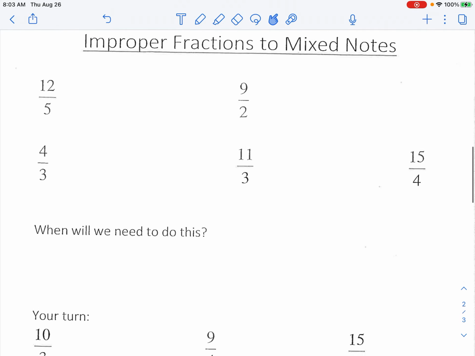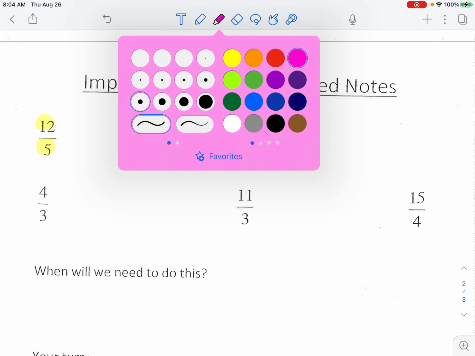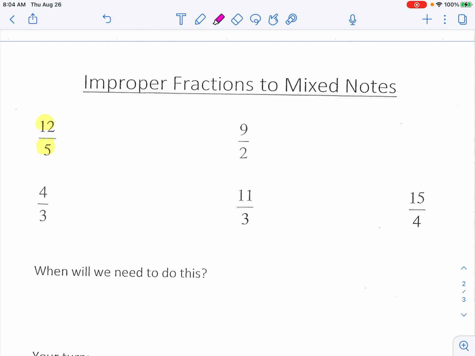All right, so the next thing we're going to look at is how to convert an improper fraction to a mixed number. Sometimes when you add or subtract fractions, your answer is going to be called improper. Improper means the numerator is bigger than the denominator. In order to have a proper fraction, the numerator has to be smaller than the denominator. Now, remember we've talked a lot this year about what that fraction bar means? Remember that fraction bar means to divide. So 12/5 is really asking you, what is 12 divided by 5?